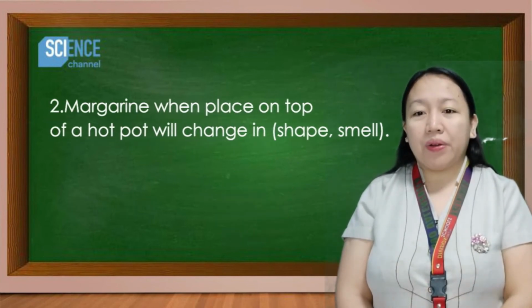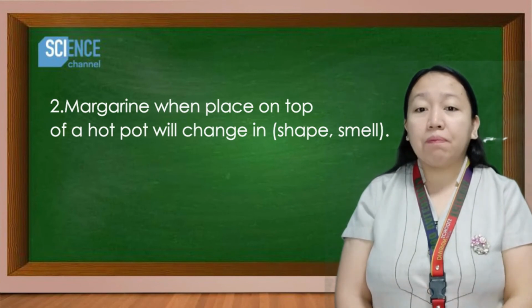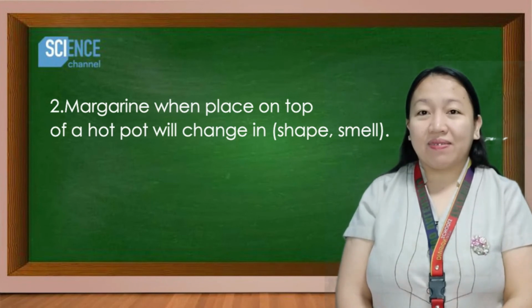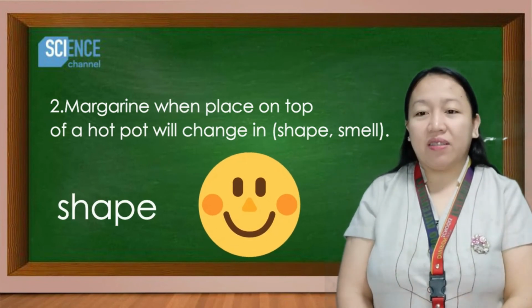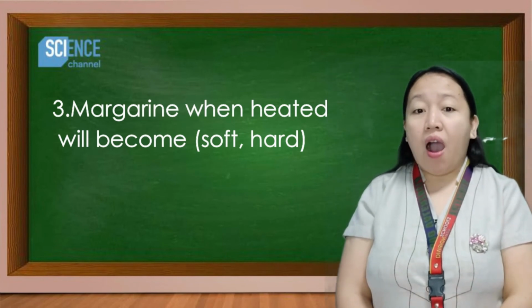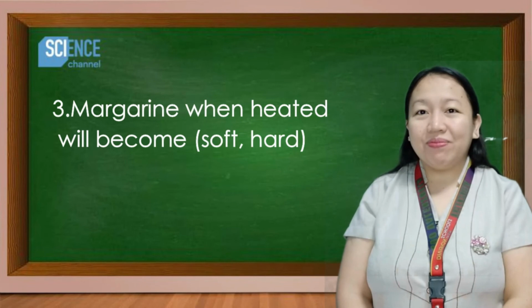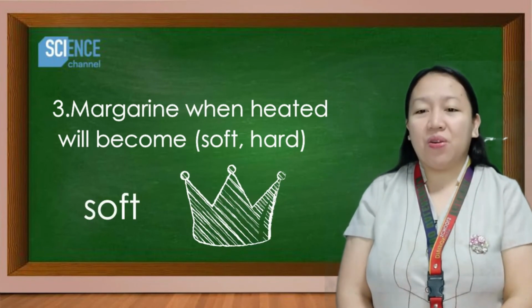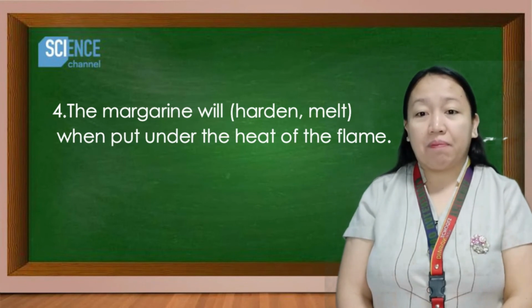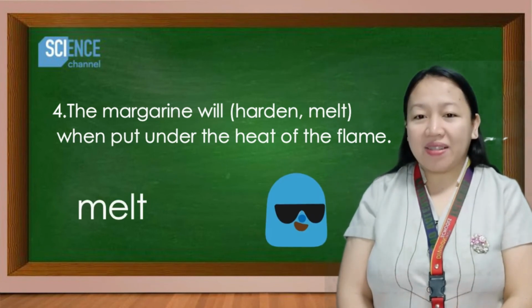Number 2. Margarine, when placed on top of a hot pot, will change in shape or smell. If your answer is shape, exceptional. Number 3. Margarine, when heated, will become soft, hard. If your answer is soft, bingo. Number 4. The margarine will harden, melt, when put under the heat of the flame. If your answer is melt, how smart.